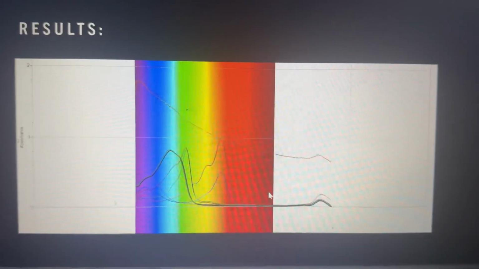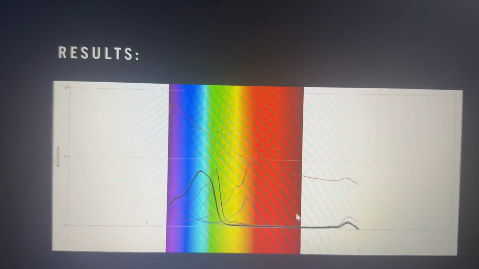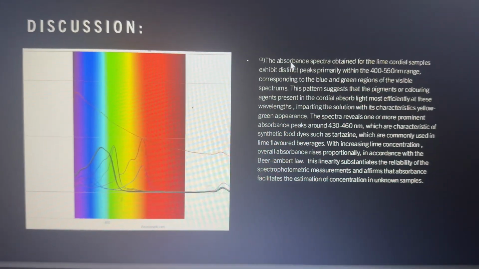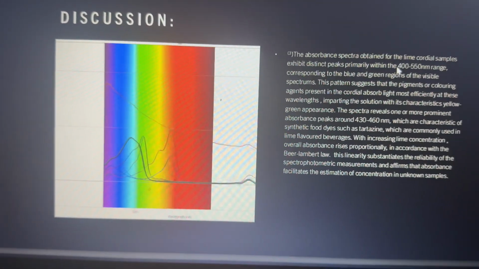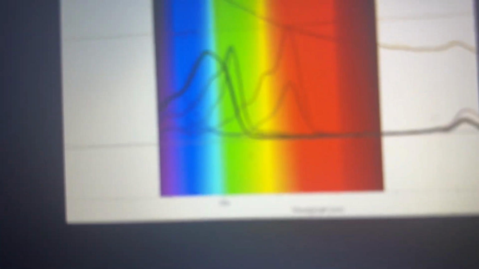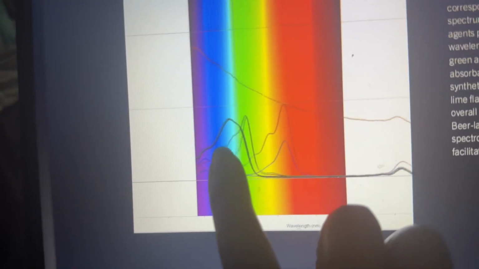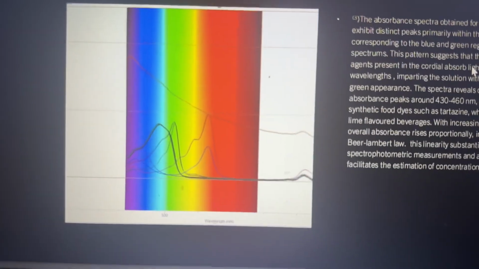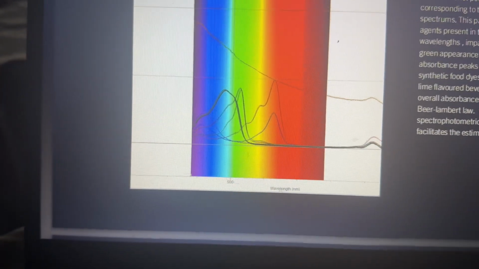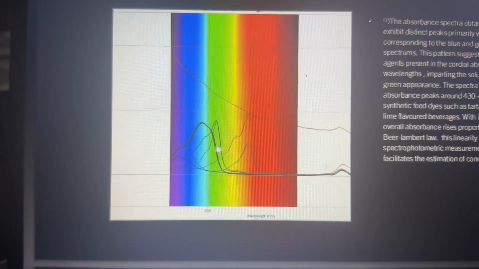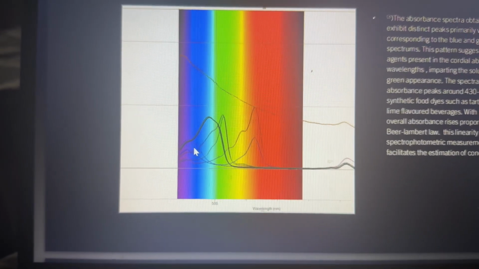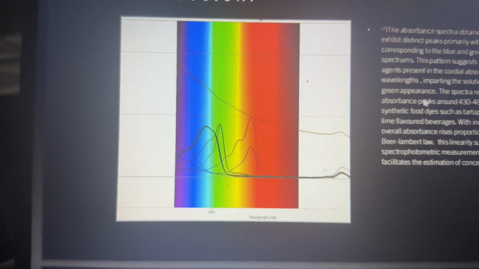So here is a graph of our results, and on the next slide we are going to discuss them. So here, the absorbance spectra obtained for the lime cordial ranged between 400 to 550 nanometers, which is over here, and these are specifically the blue and the green parts. And within those parts there is a lot of absorption over here, and we know that because there are a lot of peaks occurring in these 2 areas of the green and the blue parts.